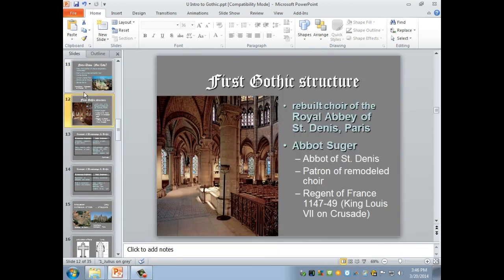So let's go back and remind you of the first Gothic structure. That's always a good question to ask on the exams. What's the first Gothic building or first Gothic structure? Where does the Gothic begin? Well, the Church of Saint-Denis. This is the Royal Abbey of Saint-Denis. In other words, it's a monastery church. It's an abbey. The head of it is an abbot.